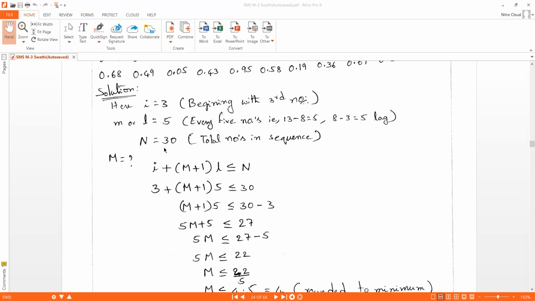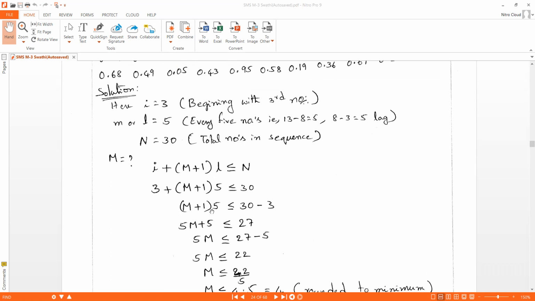The I value is given in the question, so substitute the I value in this formula, plus M plus 1. The L value is also given in the question, so substitute the L value 5 in this equation, and the N value we know is 30. We substitute whatever values we know, I value, L value, N value, in this equation. Now the I value is adding here. If it goes to this side, it will be subtracted. So we will get 30 minus 3 is 27.